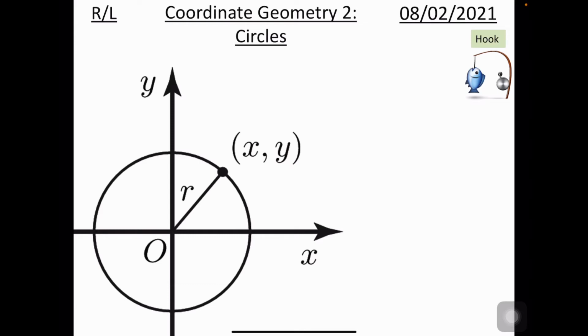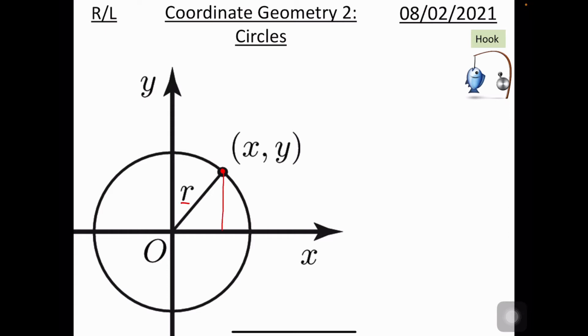As you can see, today's title is Coordinate Geometry 2 Circles. So of course we're focusing on circles, and I'll start off by showing you the equation, or how to work out the equation of a circle. So this point has coordinates x, y. The radius is lowercase r.